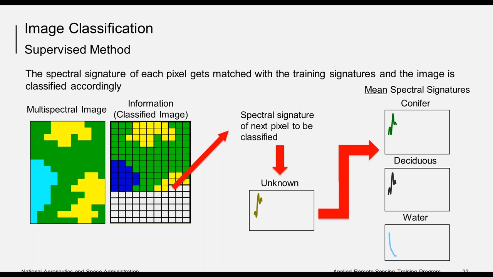Sometimes the pixels don't fit the spectral characteristics of the training signatures, so you can use an unsupervised approach, or you can actually alter the statistics of your spectral signatures to incorporate more pixels.